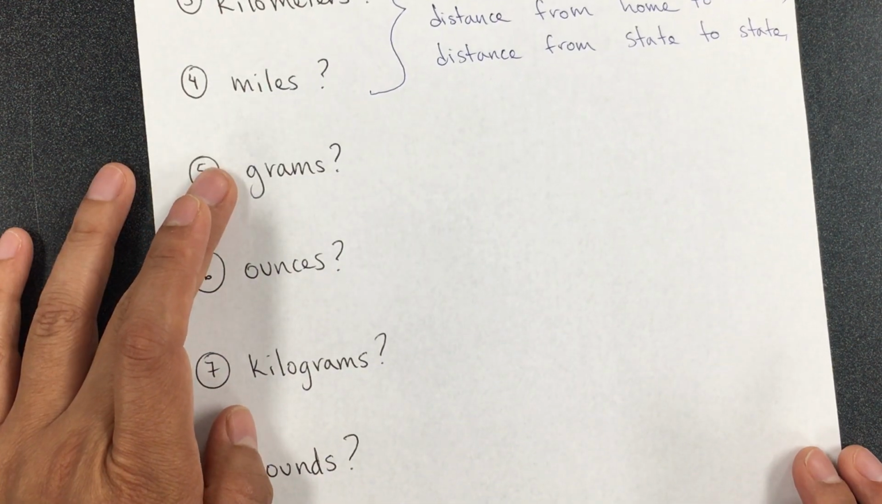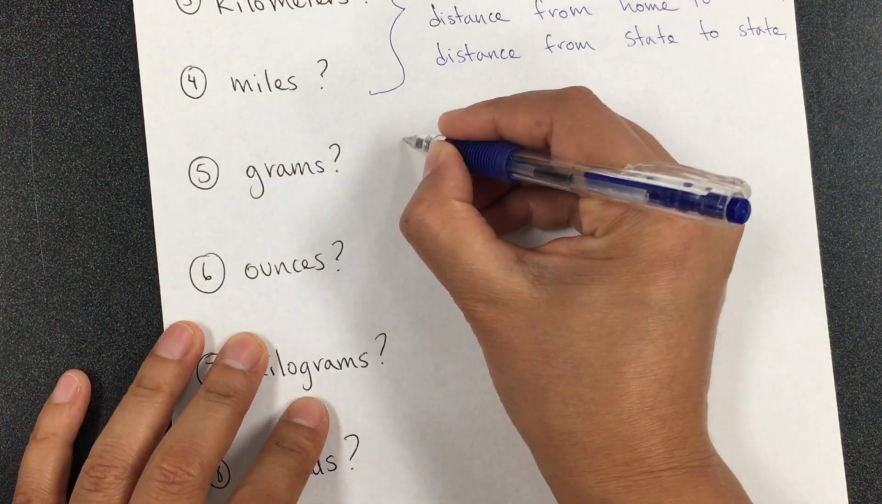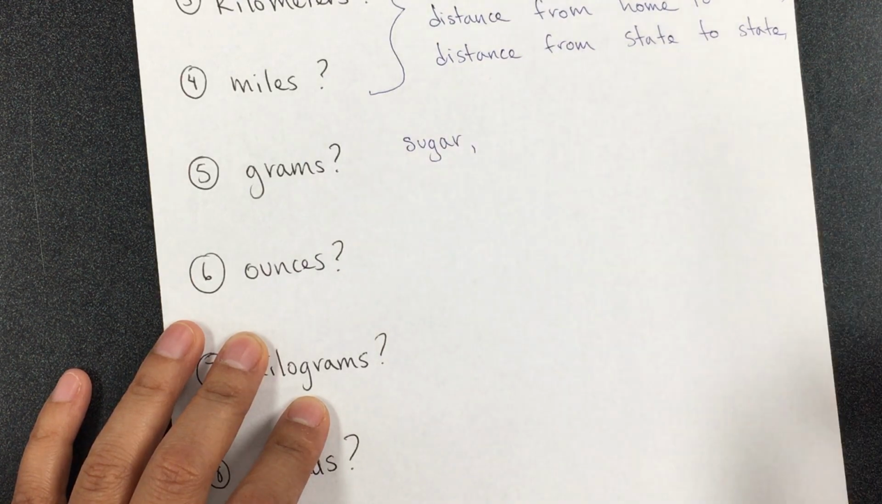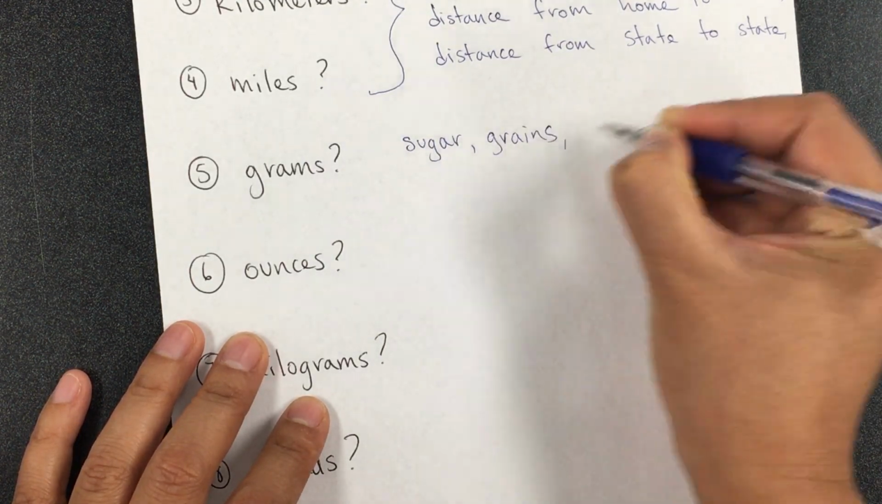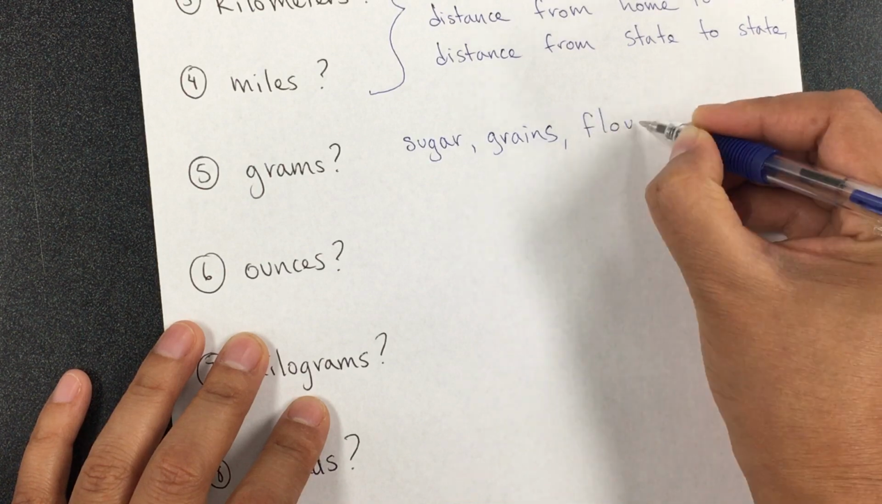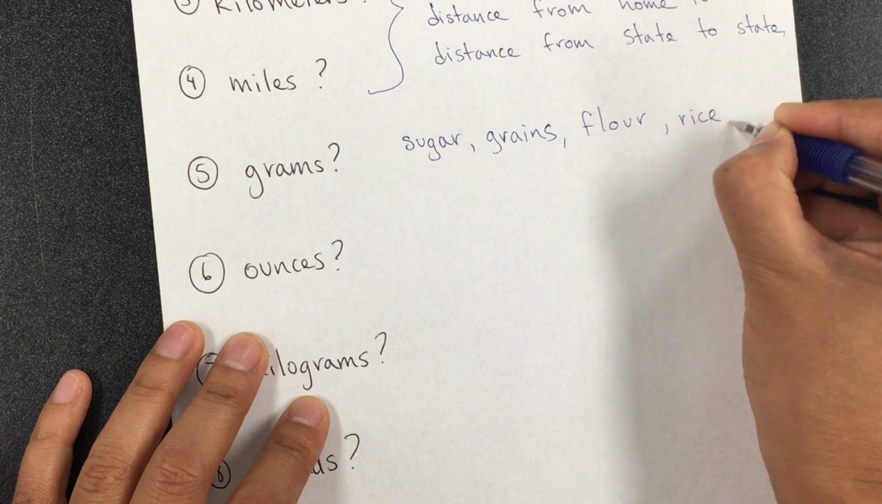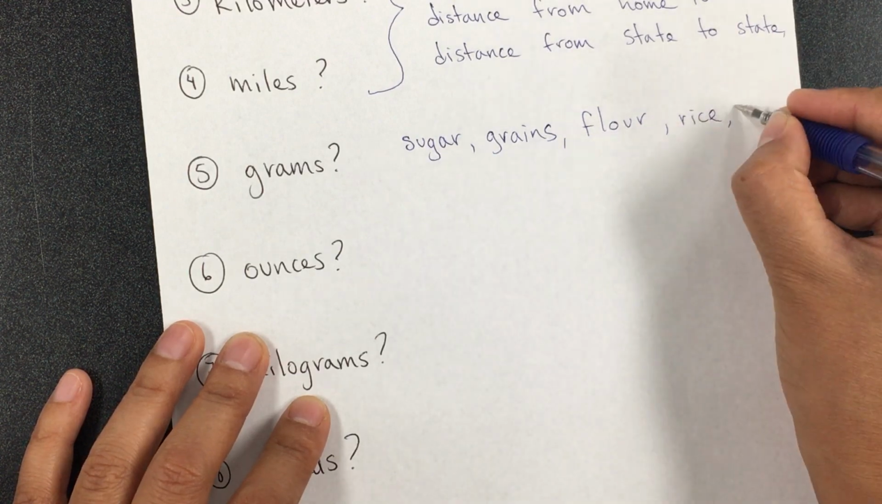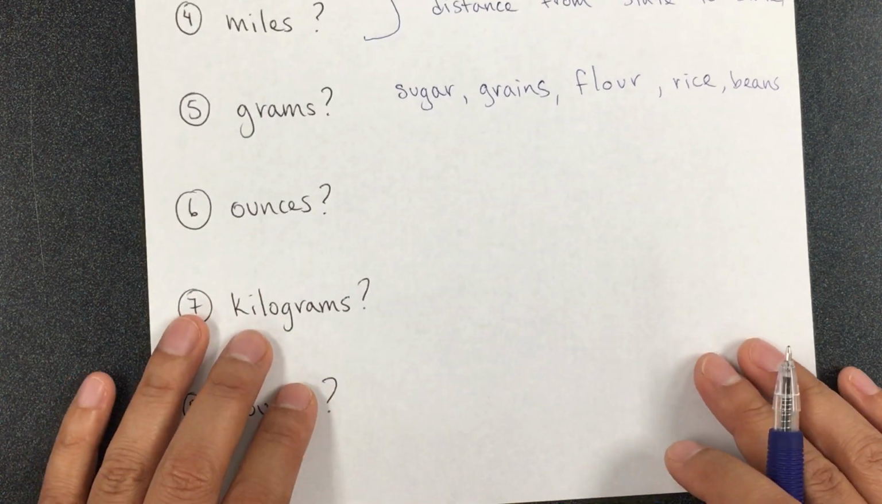Okay, grams, that's more in weight, and so you will use it more in sugar, when you are weighing sugar, grains, flour, rice, beans. So again, these are examples that students came up with.